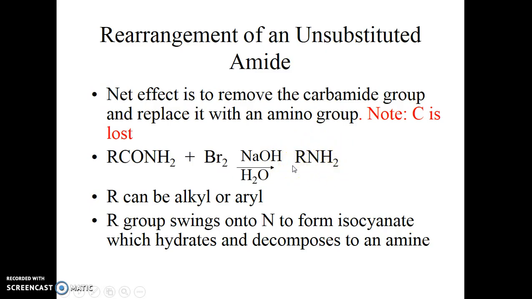Do you need to know the mechanism? No. What you need to remember is that under these conditions, you have this R group swing onto this nitrogen, and you lose the carbonyl.